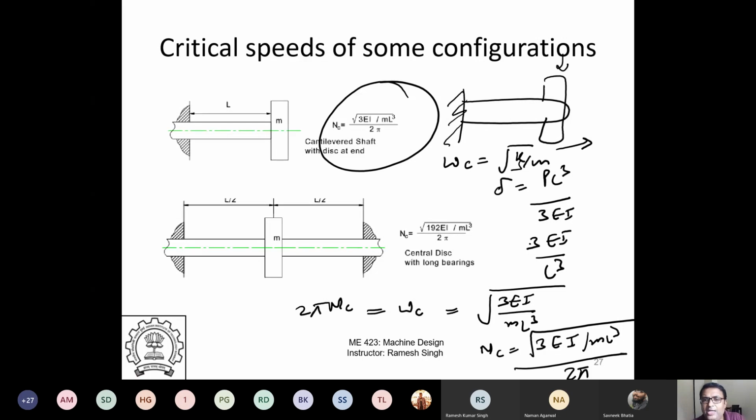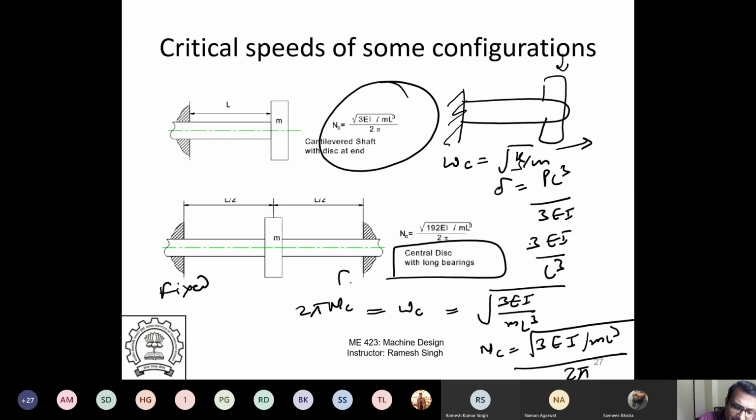So I can calculate it, but sometimes it is difficult. I don't remember all of these. So this is for a cantilever shaft with a disc at the end. Next, a central disc with long bearings. With long bearings, you can basically assume it to be fixed. This is a fixed kind of configuration.